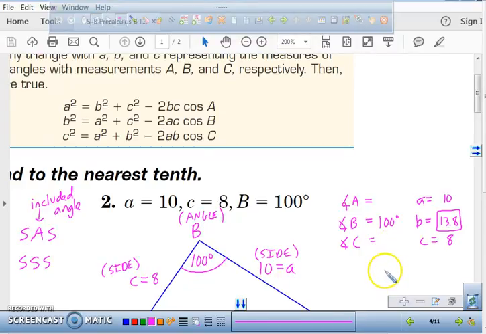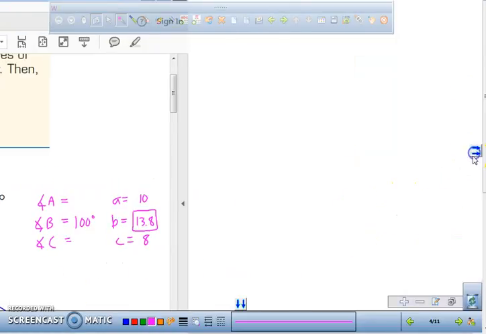Now technically we could use the law of sines right now. If we wanted to find the measure of angle A, we could use the law of sines, but we're going to practice using the law of cosines. Okay? So right now, we're going to find angle A, everybody. So put A squared equals B squared plus C squared minus 2BC cosine of A.